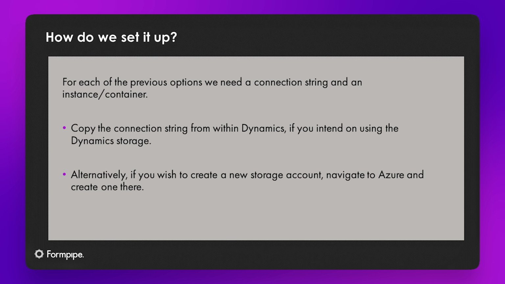So we've got these two different options. How do we set them up? Well, for both of them, what we need is a connection string and some sort of instance/container. So if we're doing that with the finance and operations based storage, it's really simple. We just copy it from within the system. If we're doing it with a new storage account, then we need to create that in Azure in a very similar process to how we did with the Azure Service Bus queue in the previous video.